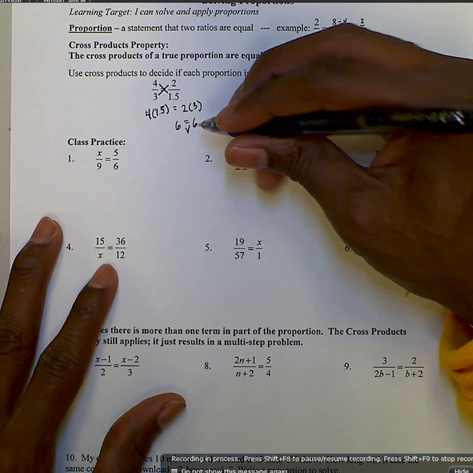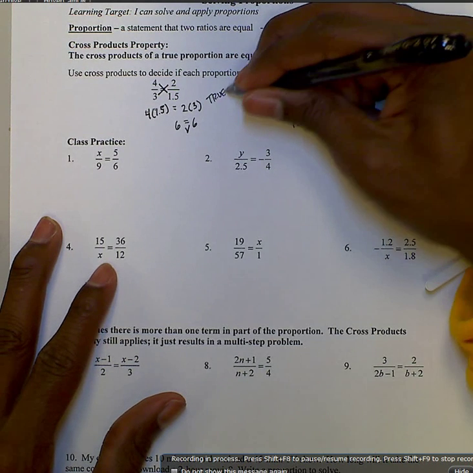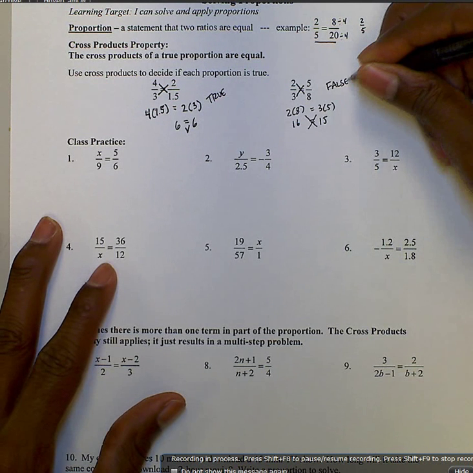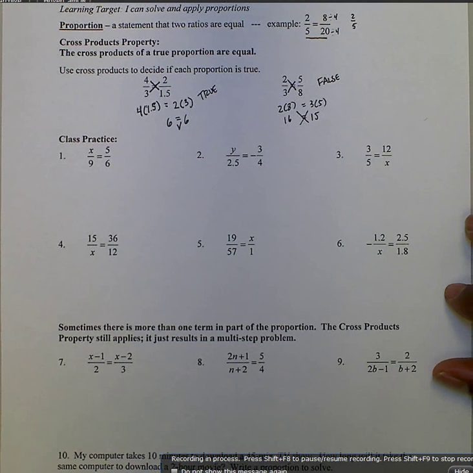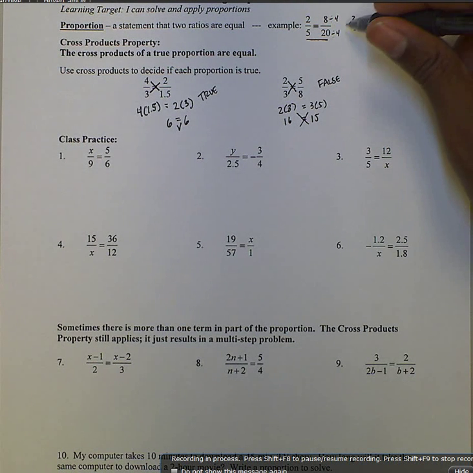So to answer this question, we'd say true, because these two are true, and false, because this is not a proportion, it's false. Okay. Hopefully you get that. If you didn't, pause it, go back, look at this example, notice that when we reduce it becomes the same. Okay.